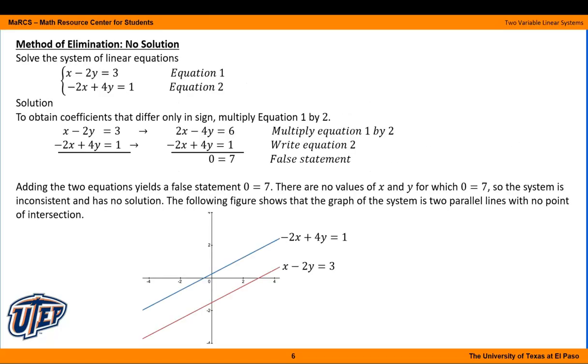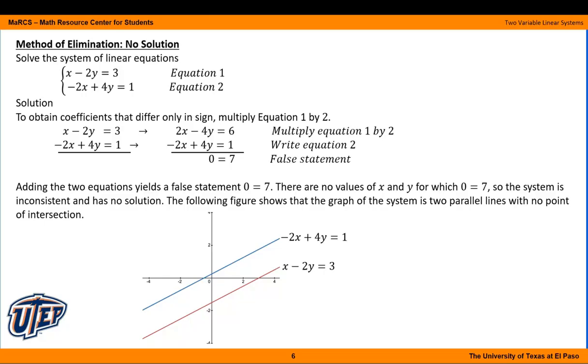Now let's solve this system. x minus 2y is equal to 3, and minus 2x plus 4y is equal to 1. Multiply equation 1 by 2, and this gives us 2x minus 4y is equal to 6. Now add the equations. The variables cancel, leaving 0 is equal to 7. This statement is impossible. Because a false statement results, the system has no solution.